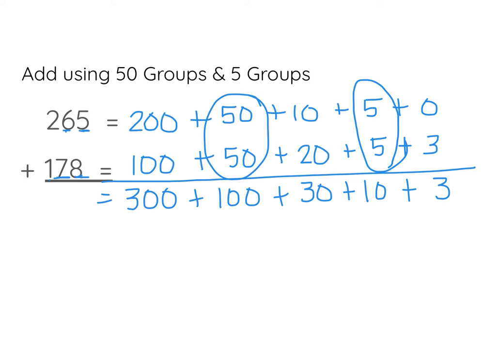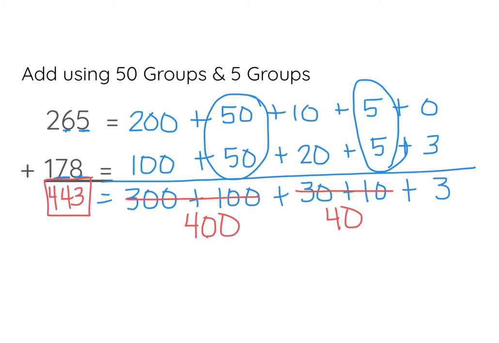I will now combine my hundreds. So 300 plus 100 equals 400. And 30 plus 10 equals 40. So we have 400 plus 40 plus 3. Great job.